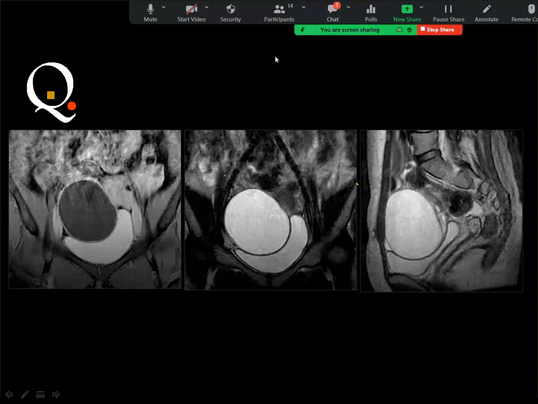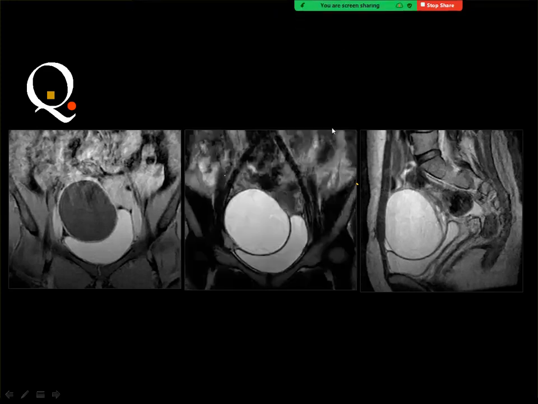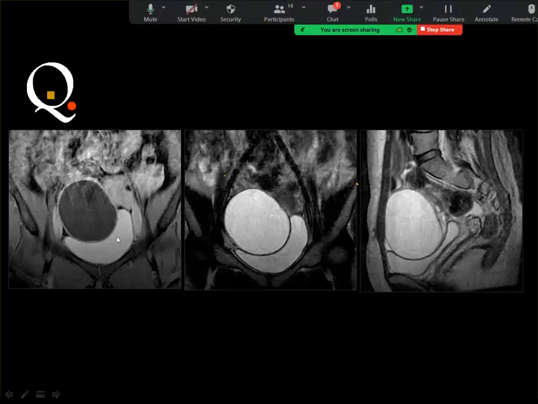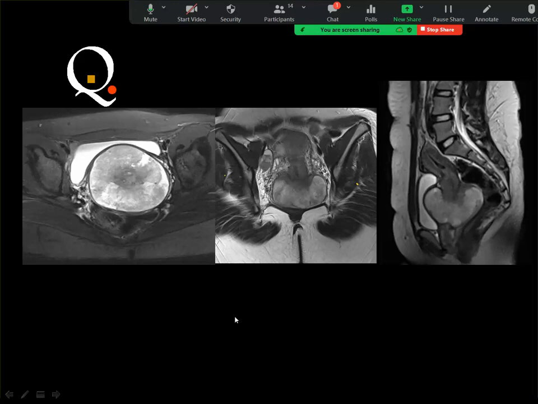You may say that this is a simple ovarian cyst, and yes, you may say that this is a simple cyst, but if it is somewhat large, you may see some internal septations. Here you cannot see them, but this lesion was proved after surgery to be a mucinous cystadenoma. Actually, the right diagnosis is simple ovarian cyst because you do not have some of the features of the cystadenoma.